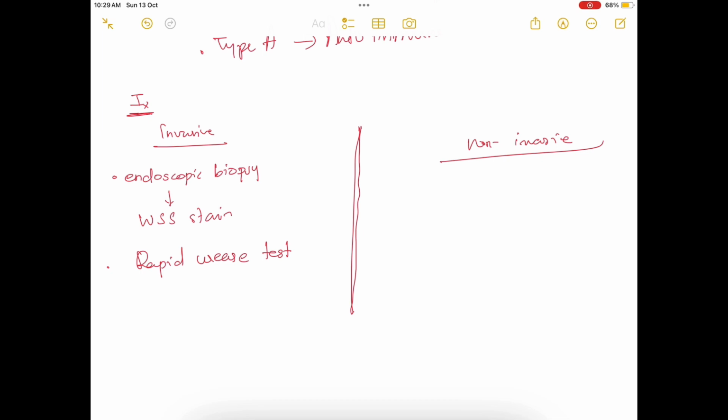Now coming to the non-invasive tests. These are the tests that we usually use for screening and so on, because for screening we don't usually do invasive tests. Invasive tests we usually use for diagnosis or confirmation of the diagnosis, right? So for non-invasive, the first one, more important and what we are currently using, is the urea breath test. In this, we are not passing an endoscope or anything. Instead, we are giving some carbon particles.